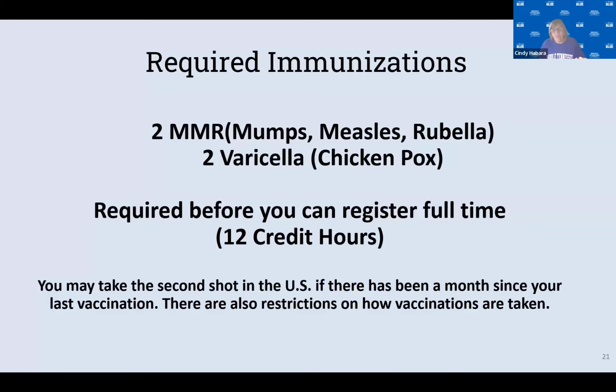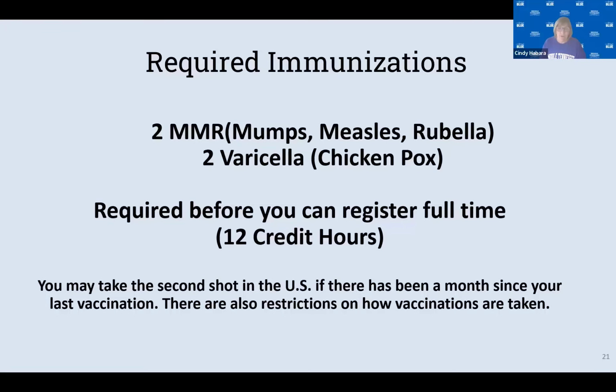If you get, for example, chickenpox, which seems to be the hardest one to get around the world, you can get one shot here and you need to follow up with a second shot a month later. They will give you a waiver. You can register for classes, you can do everything, register full time. If you miss that second appointment, though, they will drop all of your classes.